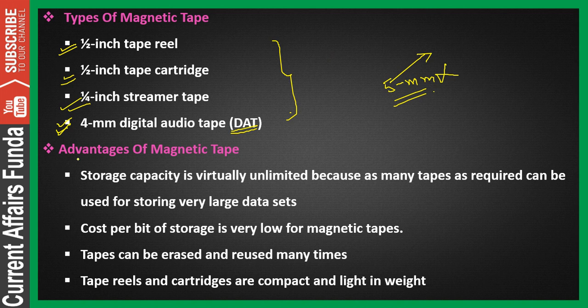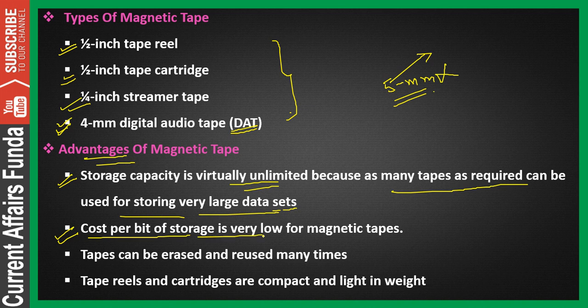Okay, now we have come to the advantages of magnetic tape. What are the advantages? Now we are going to see. First one is that storage capacity is virtually unlimited. I already told you why. If I need to store more data, then I will make another tape. Okay, so storage capacity is virtually unlimited, because as many tapes as required can be used for storing very large data sets. I already explained this.